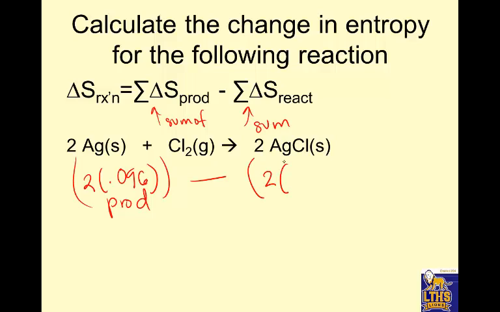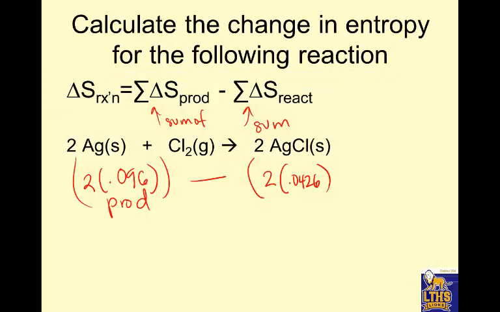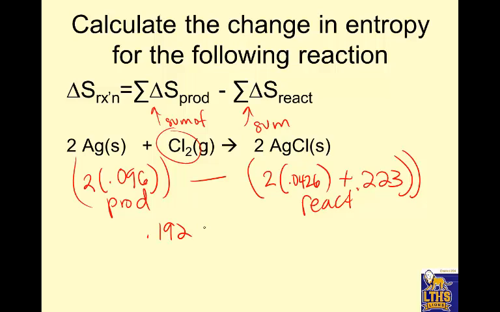So 2 times silver. Silver is 0.0426. Plus, remember, I'm adding them together before I divide, chlorine, 2.223. So that's a reactant, and it's products minus reactants. We're going to get 0.192 minus 0.3083 equals negative, wait, that doesn't look right. Yeah, negative 0.1163, and then kilojoules per mole Kelvin.